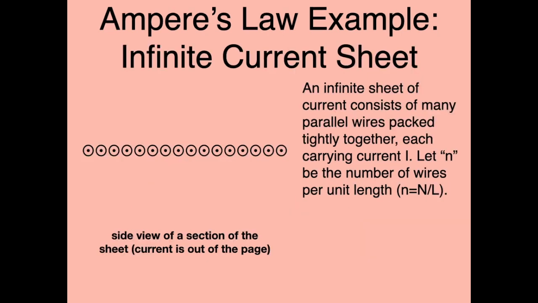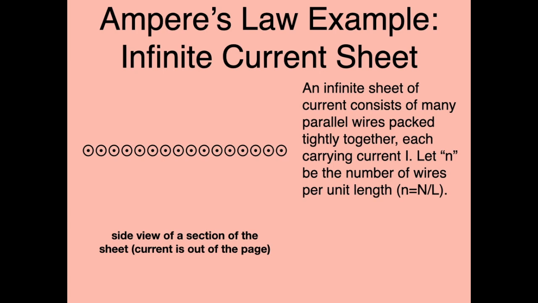The last one we want to do here is an infinite current sheet. So again, think of a plane that carries current, and the plane is infinitely large in terms of its area. One way we can think about a current sheet is just a bunch of wires that are packed tightly together to form an infinitely long sheet.